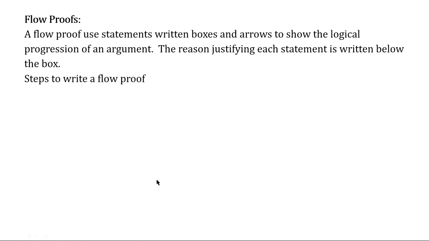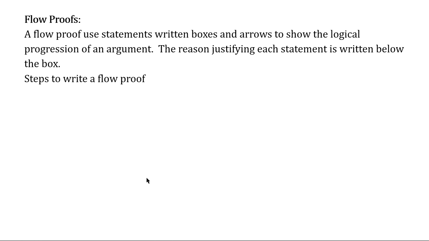So the first type of proof we're going to talk about is flow proofs. A flow proof uses statements. It's basically like a flow chart. So we're going to put our statements in a box, and then we're going to draw an arrow from the box to the next logical progression of our argument. And then each reason for our movement is going to be written underneath the box. You'll see it in the example.